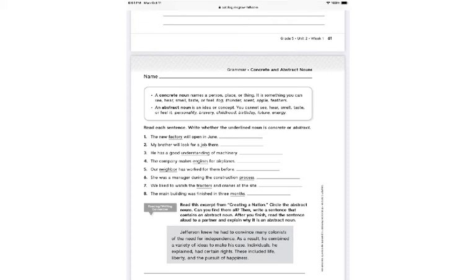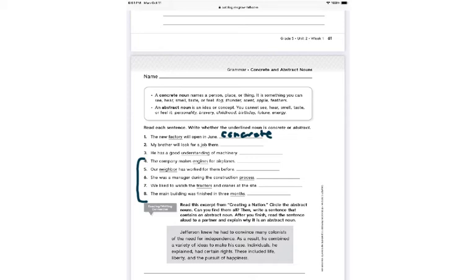So we're going to read each sentence and write whether it is a concrete or an abstract noun. I'll do the first 3. That means you will do 4 through 8 on your own. So the first one we're looking at: the new factory will open in June. So factory. I feel like I could see a factory. I can see a building. I could probably see billowing smoke coming out. So this would be a concrete noun because I know I can see it. Concrete.